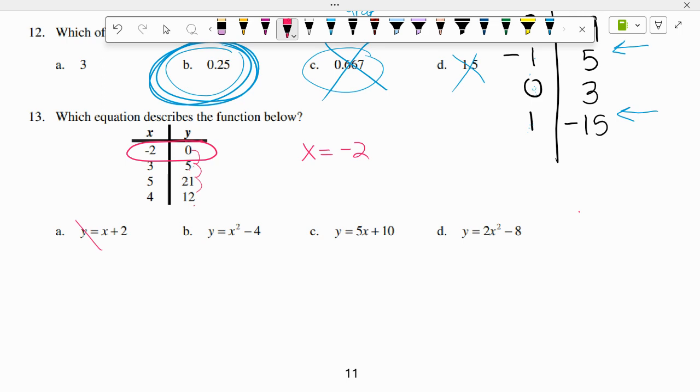Because if you put these in order, 5 plus 7 gives you 12. Like this, it's not linear. So get rid of these two. These are linear functions. So we have to factor these. Which one of these is going to produce a factor of negative 2?